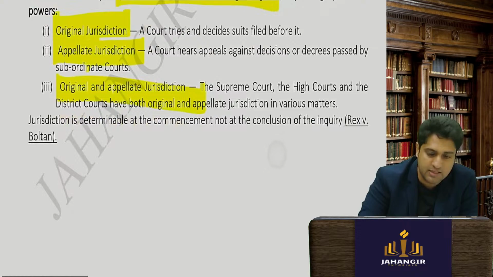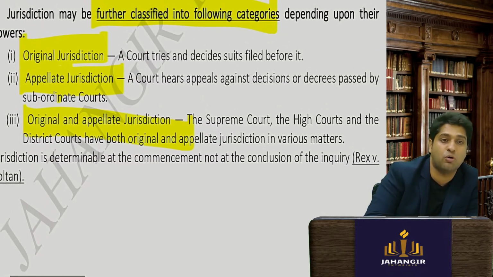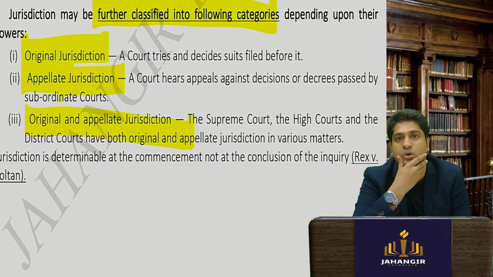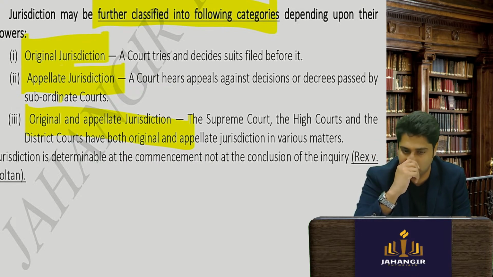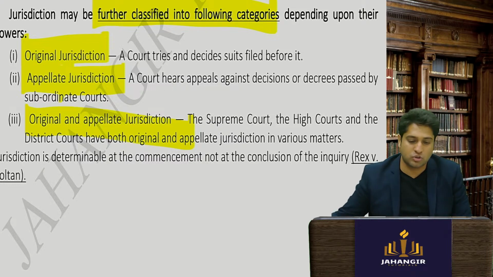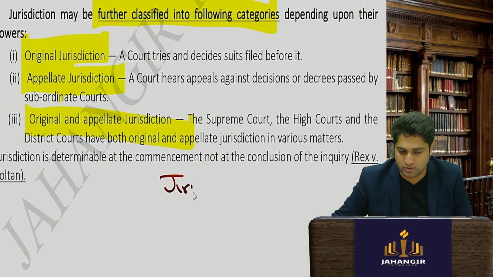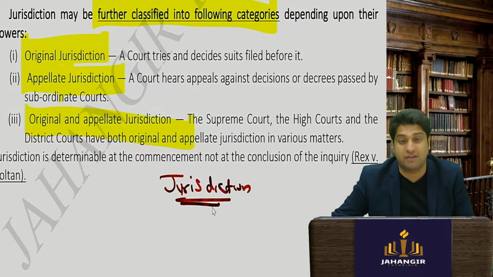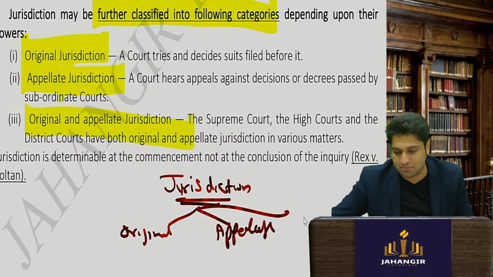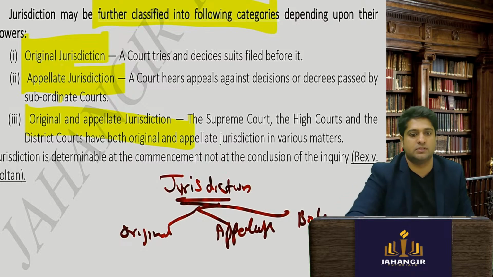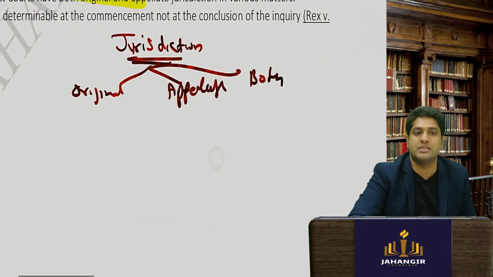So very simple. Then jurisdiction can also be classified into original and appellate jurisdiction. Sir, what does it mean? It means the power of the authority can be original, it can also be appellate, and some authorities have both. Sir, can you give an example? Obviously I can give an example.